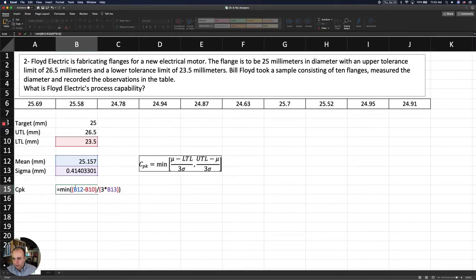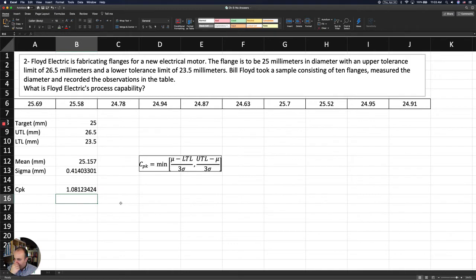Okay, I use another parentheses here and go about making the second part of this formula. It's going to be UTL. So my UTL is here, minus mu over here, close parens, divided by 3 times sigma. I close parens here and use another parentheses to separate this from my first argument. Once again, let's take a look at this formula: minimum of B12 minus B10, which is mu minus LTL, divided by 3 times B13, which is sigma, and B9 minus B12, which is UTL minus mu, divided by 3 times B13, which is sigma. So this gives me my CPK.